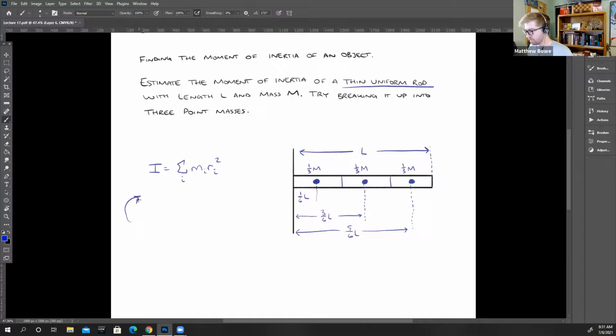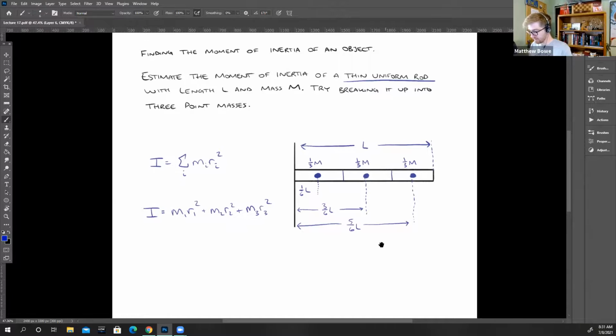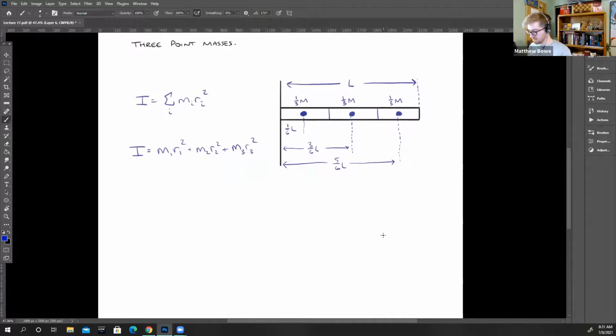Back to the equations. We have this summation of each mass. So let's write out sort of how this equation would look in full. The moment of inertia is m1 r1 squared plus m2 r2 squared plus m3 r3 squared. All right, we have all of the components for this. So let's go ahead and do the calculation.